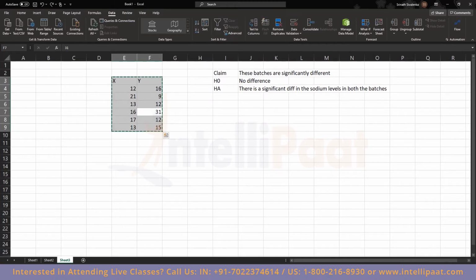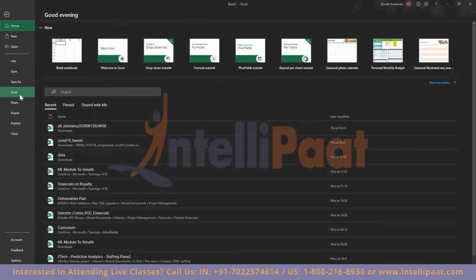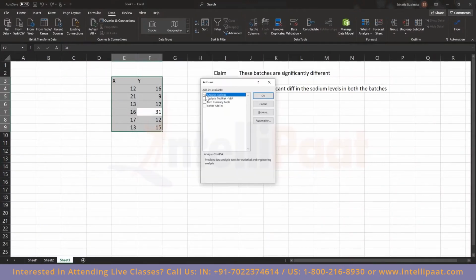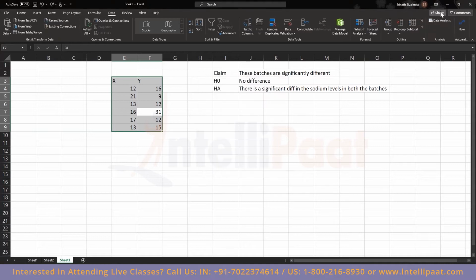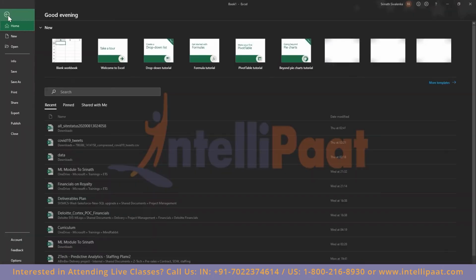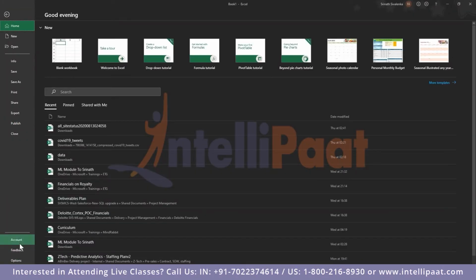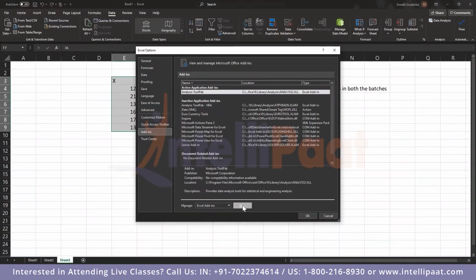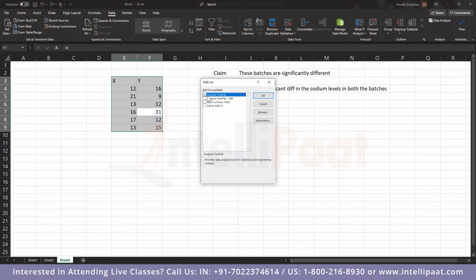Analysis ToolPak, and I add Solver. Solver is not needed, but that's okay. Analysis ToolPak, there we go. So that's the only thing that you will have to do if it's not already on your machine. In most machines it will be available. Just go to options, and under options go to add-ins and select the add-ins that you would want. Analysis ToolPak is the one that we would require.